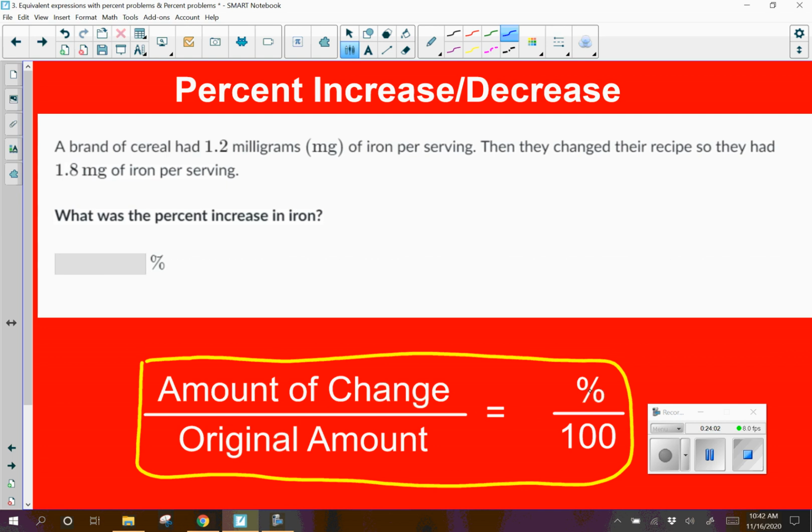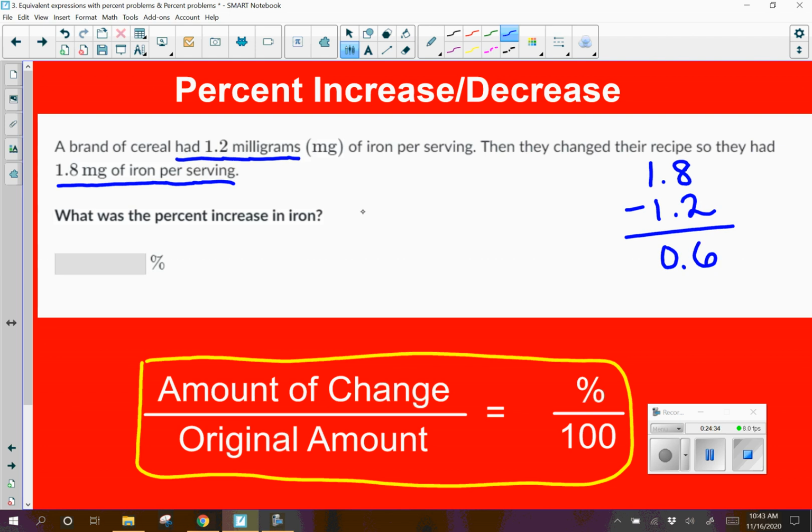Let's read the problem. It says a brand of cereal has 1.2 milligrams of iron per serving. So that's the original. Then they changed the recipe so that they had 1.8 milligrams of iron per serving. What was the percent increase in iron? Well, amount of change is just the difference between the new amount and the old amount. So we're going to subtract these. 1.8 minus 1.2 gives us our amount of change, which is 0.6.